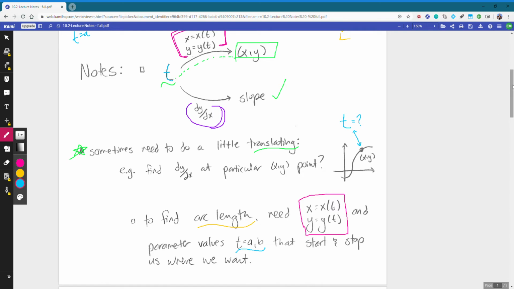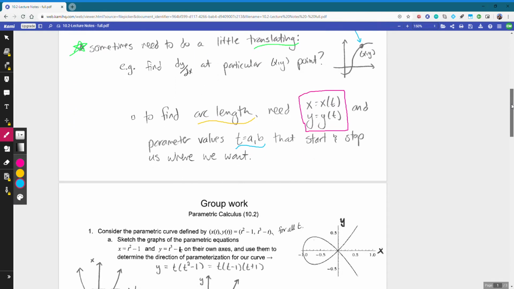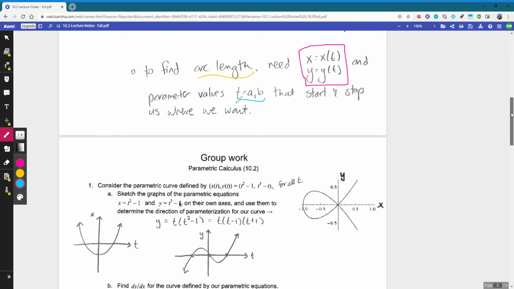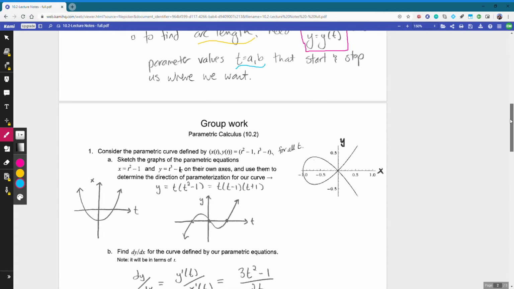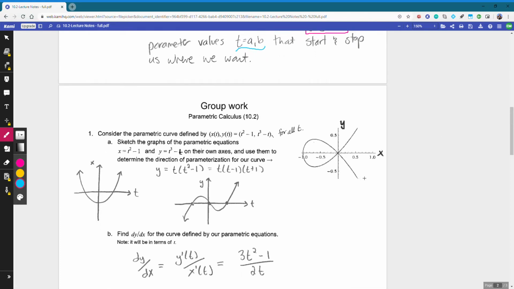All right, well, let's start talking through the worksheet. So here we have a parametric curve in the plane, and our parametric equations parameterize this, and they hold for all t. So t from minus infinity to infinity. And the first part here is asking us to figure out essentially how we're moving through this curve, how our particle is moving.